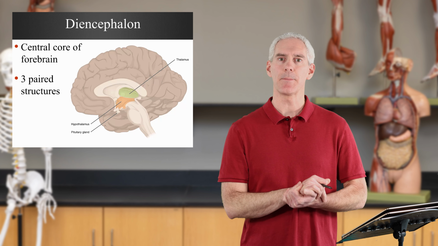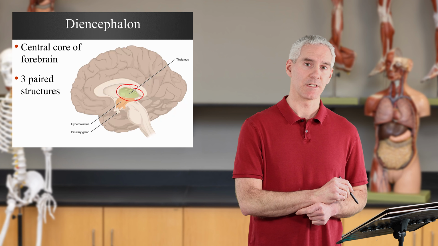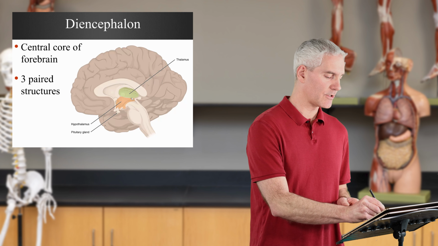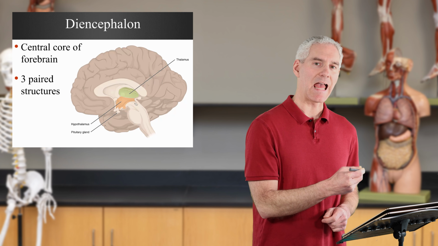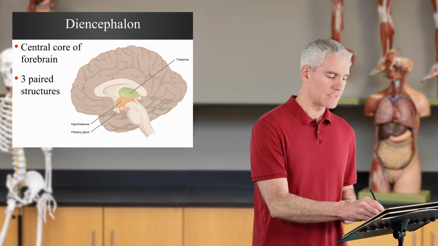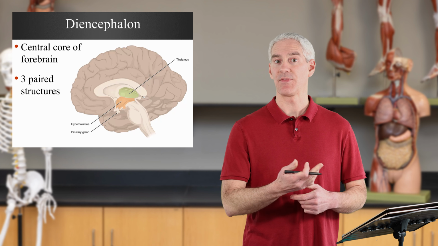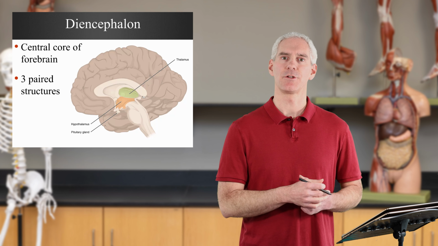It's made up of three primary components. You're going to have the thalamus, which you see right here. Then you're going to have the hypothalamus, which is this one. And then the epithalamus, which isn't labeled, but will be right about here. So together, those three components, thalamus, hypothalamus, epithalamus, all make up your diencephalon.